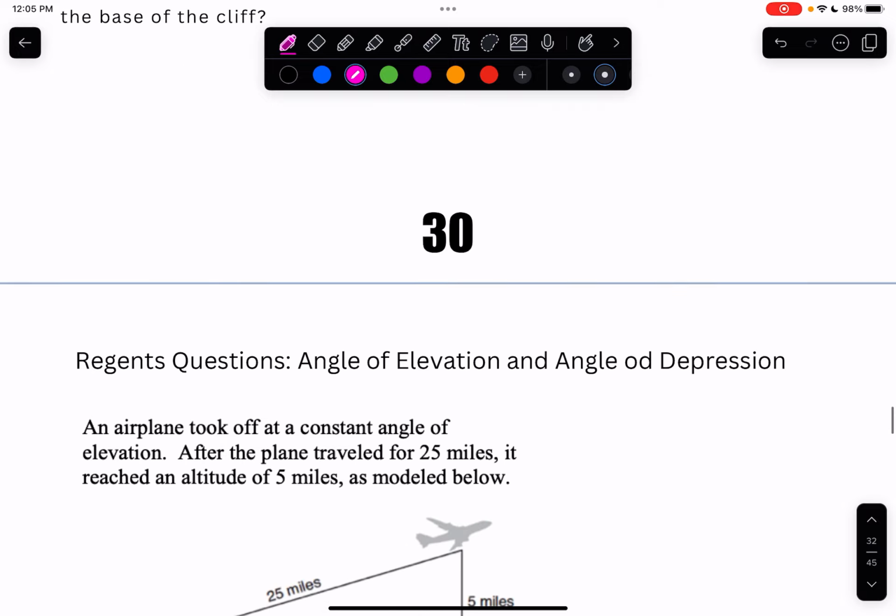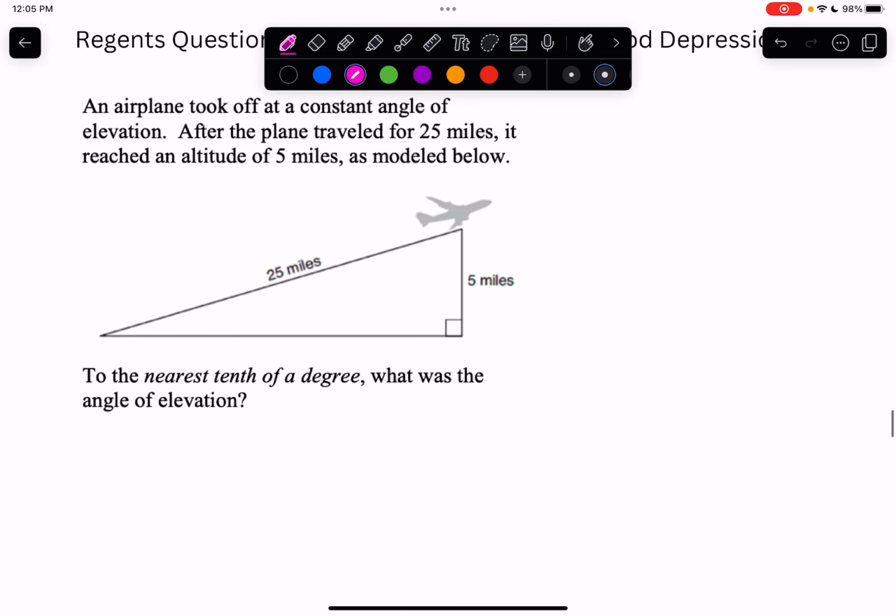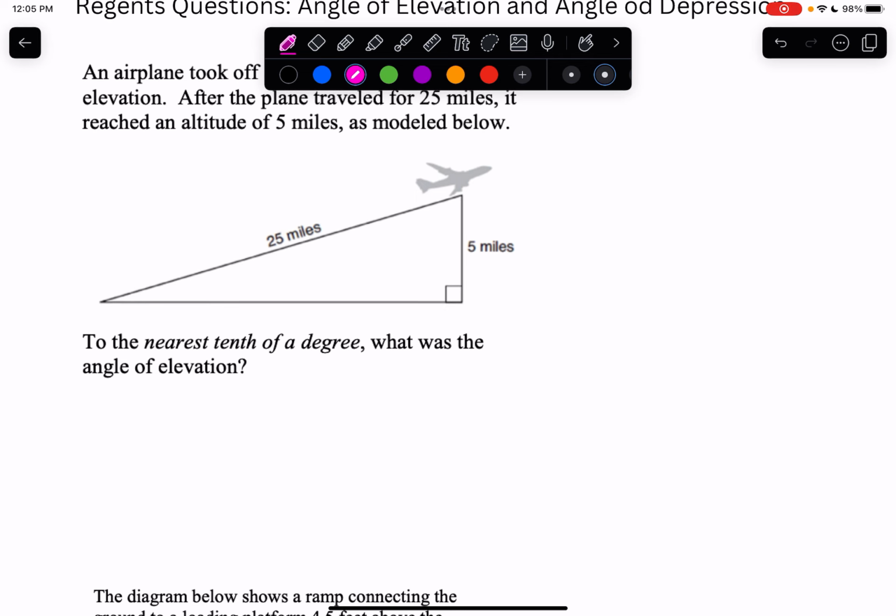For the sake of time, I'm just going to skip to the regions problems. An airplane took off at a constant angle of elevation. After the plane traveled for 25 miles, it reached an altitude of 5 miles. To the nearest tenth, what was the angle of elevation? So here, we're looking for the angle here.